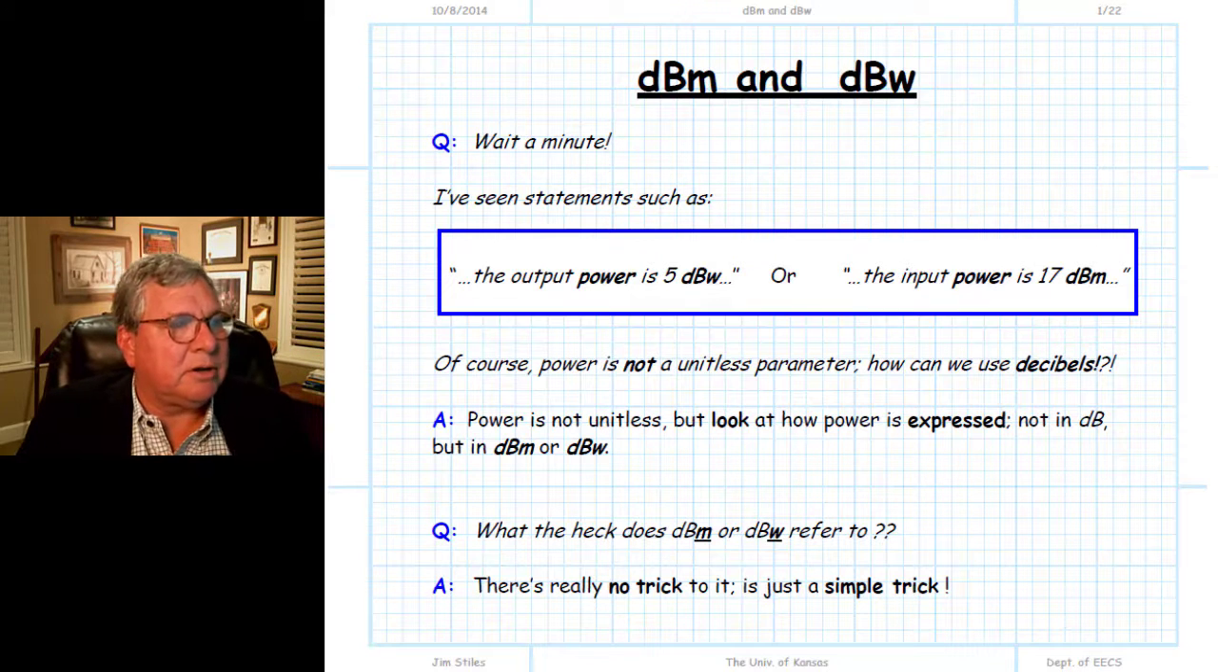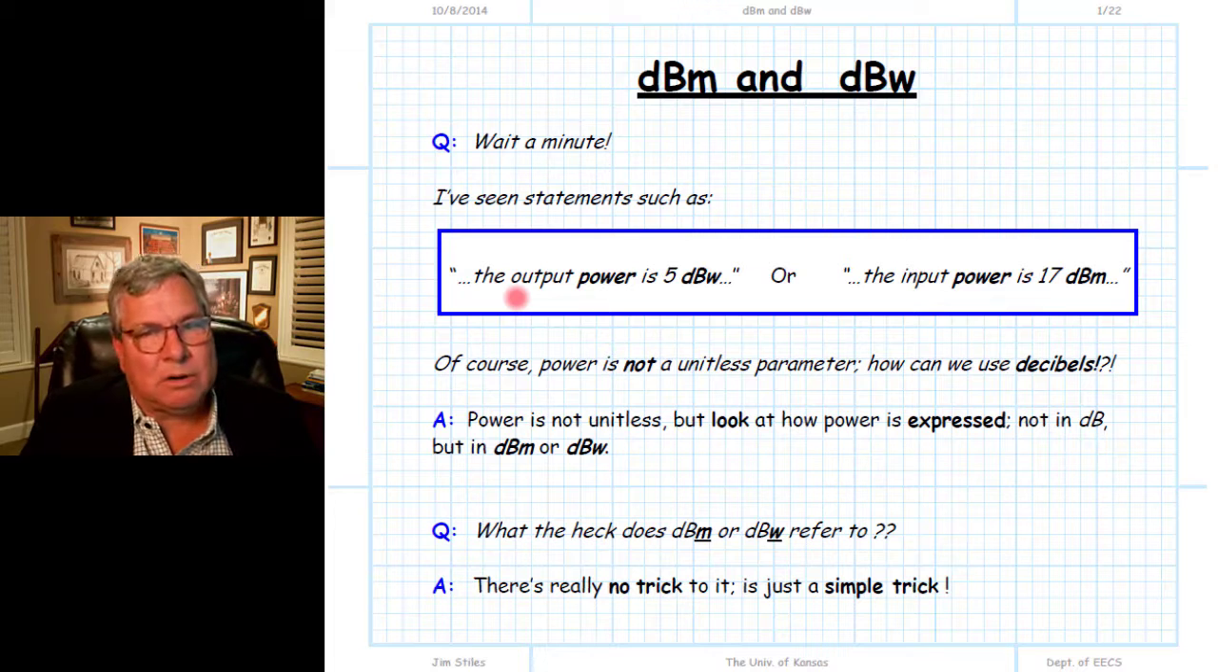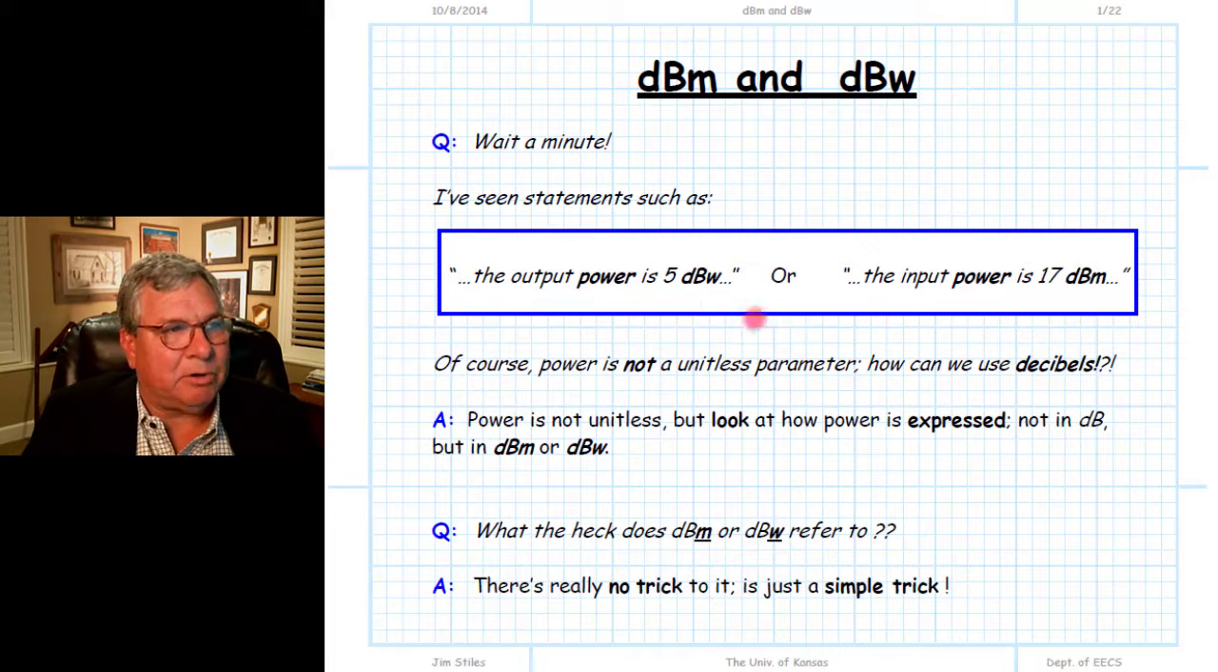But you may have heard statements where someone talks about power in terms of a decibel operator. The output power is 5 dBw, or the input power is 17 dBm. And of course, this would imply a decibel operator here. But of course, we're talking about power. Power, the rate of energy flow in joules per second. So how can we apply a decibel operator to a value like power, which is not unitless?